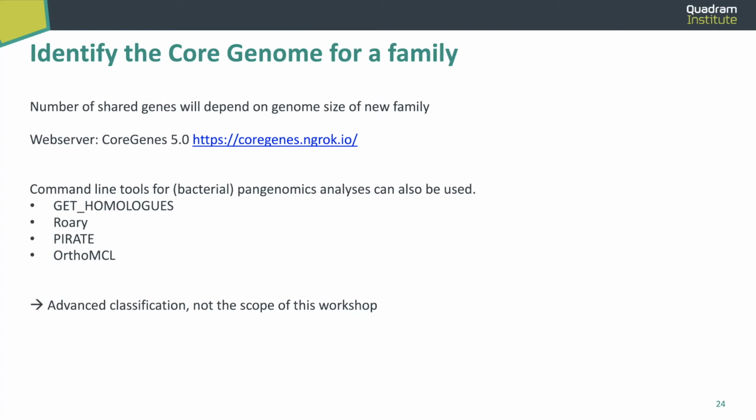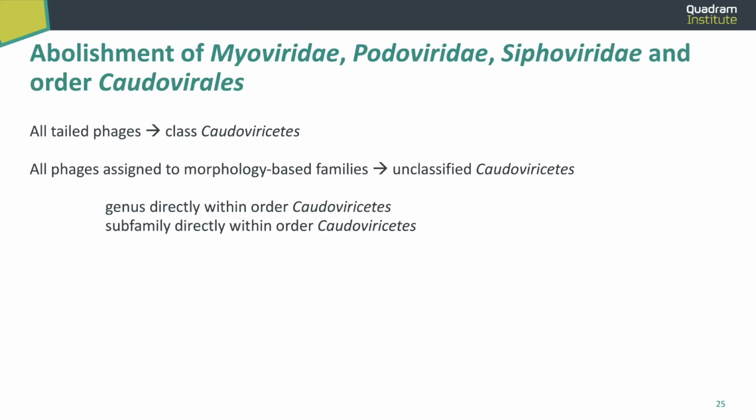If this is the case and you want to fill in your GenBank form organism line, then you just have to fill in unclassified Caudovirus and be done with it. Because what we're currently in the process of doing is abolishing the families Myoviridae, Podoviridae, and Siphoviridae, and the order Caudovirales. So all tailed phages will be moved one level up, which is the class Caudoviricetes, and the morphology-based families Myoviridae, Podoviridae, Siphoviridae will be removed so that we have space to get more genome-based families.